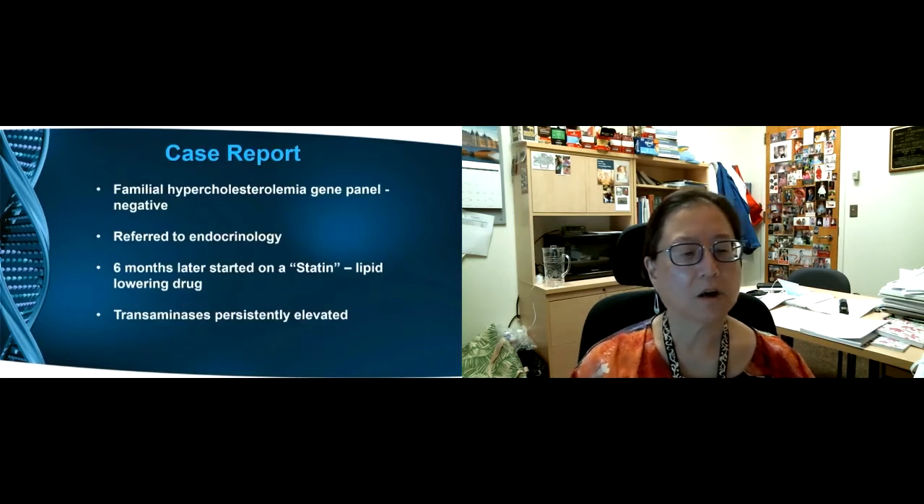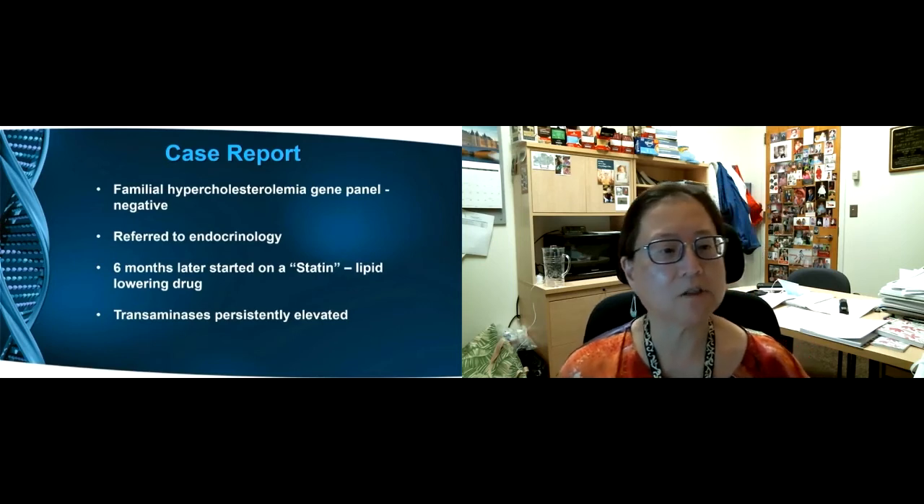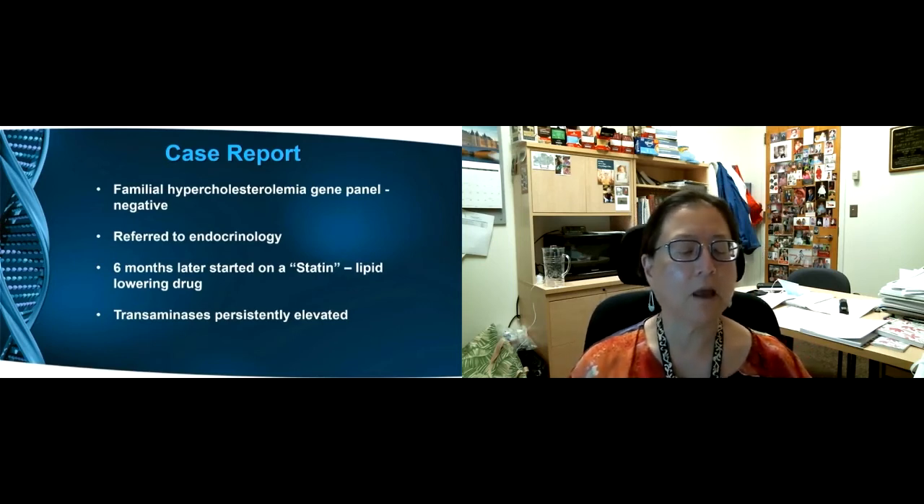So she went on to have, because of the abnormal lipids, a familial hypercholesterolemia gene panel, which was negative. Because of the elevated lipids, she was sent to see an endocrinologist. 6 months later, the pediatric endocrinologist started her on a statin, which is a lipid-lowering drug, and her liver enzymes, the AST and ALT, remained persistently abnormal.